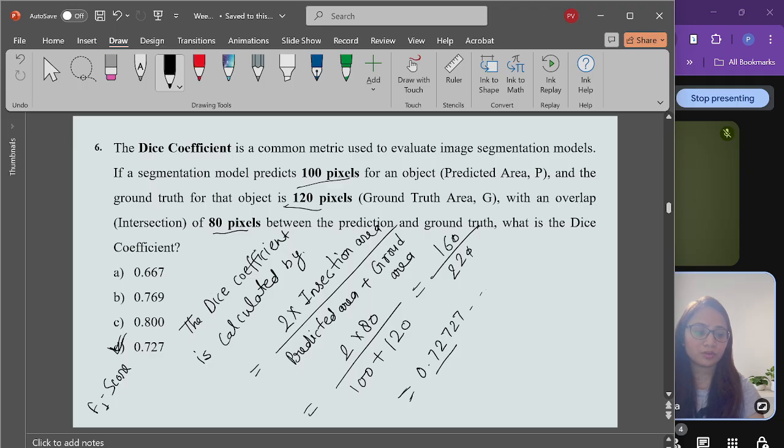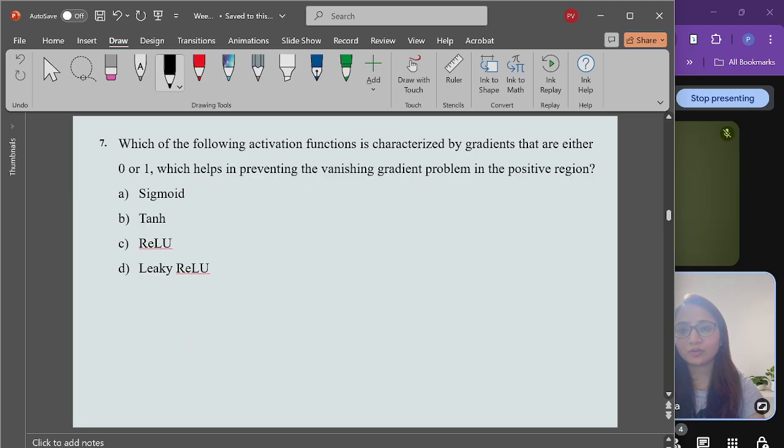Okay, I hope all of you have understood this question. Now moving to our next question. Our next question is, which of the following activation functions is characterized by gradients that are either 0 or 1, which helps in preventing the vanishing gradient problem in the positive region.